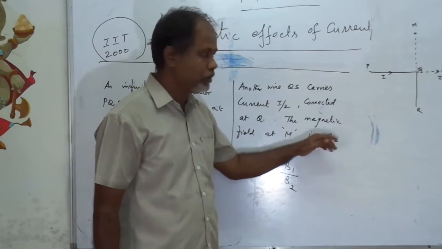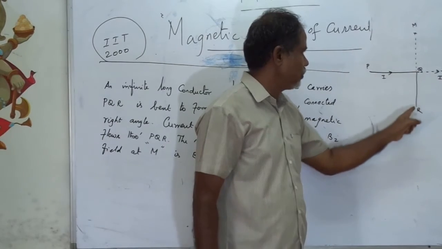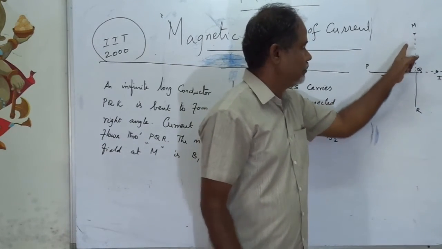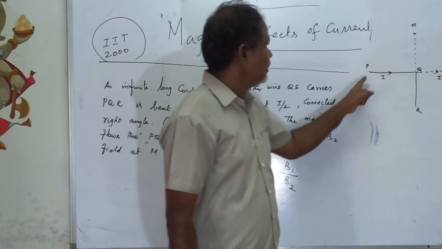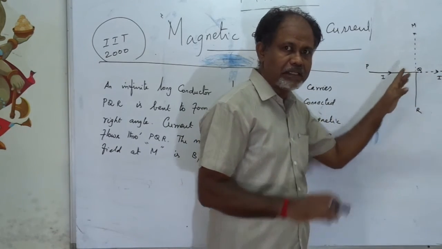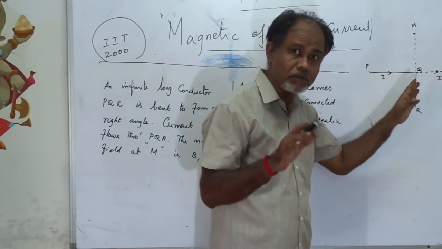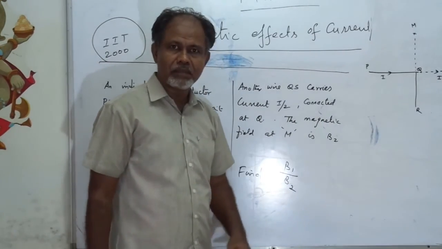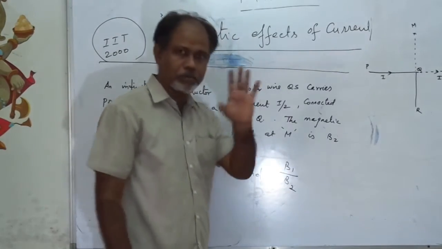Everybody understand? V1 means you consider this particular wire PQR alone, which produces a magnetic field at M of V1. V2 means this wire as well as this wire, the net effect of the whole segment, produces a magnetic field at M, which is called V2. They asked to find the value of V1 by V2.